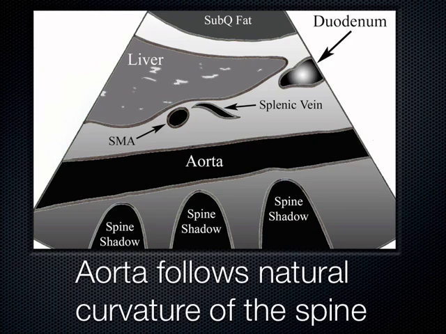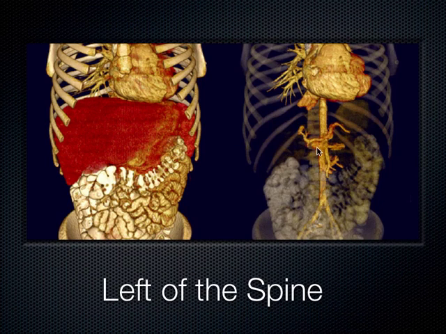Recall from anatomy that the aorta follows the natural curvature of the spine. In other words, as you go from the head towards the feet, the vertebral bodies get larger and larger, and that pushes the aorta more anterior, okay? And it's just left of the spine. This is a really cool CT scan, 3D rendering with the organs on and with the organs off. Very cool technology, I agree. At the cost of 500 chest x-rays of radiation.